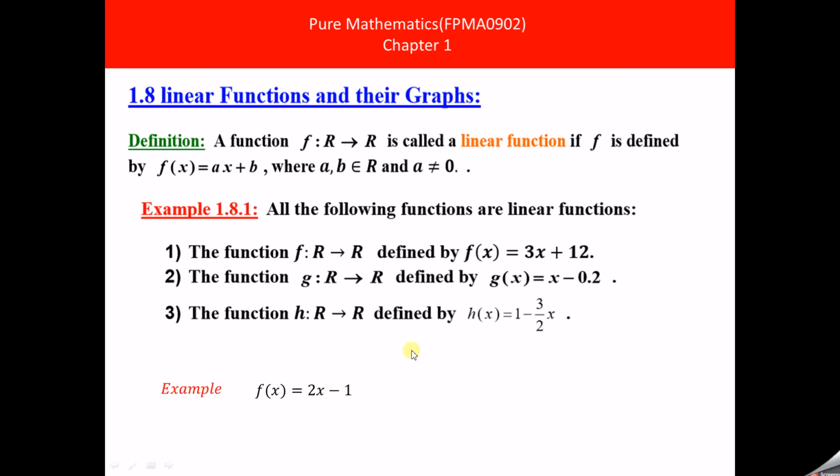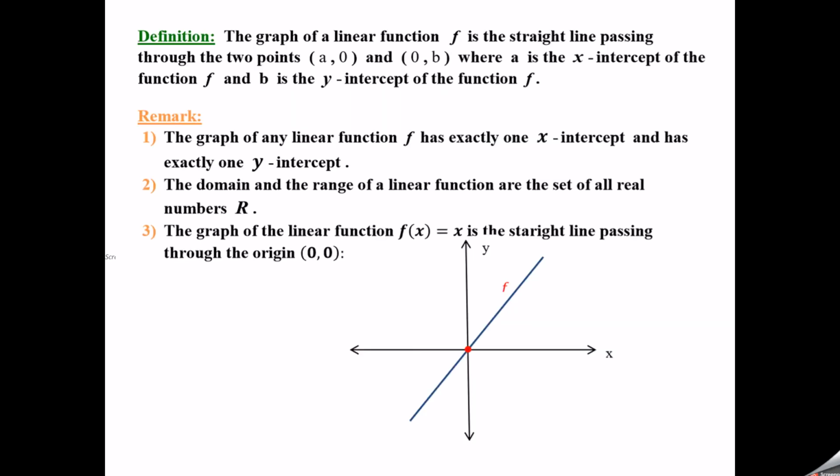So the general form of the linear function is f(x) = ax + b. Always the power of x should be 1. That indicates it is linear. In the linear function, the power of x is always 1. And in the graph, it represents a straight line. Always a linear function represents a straight line.